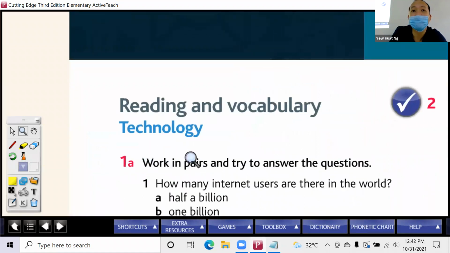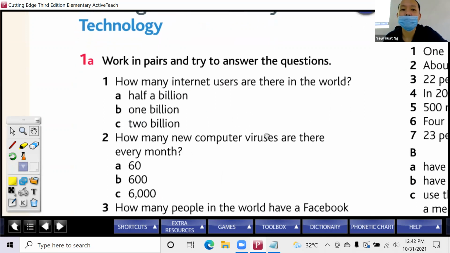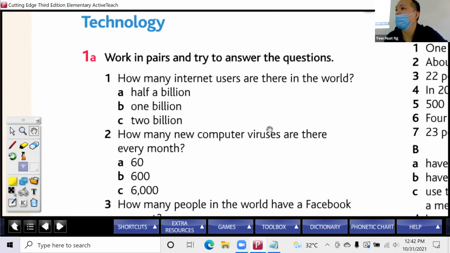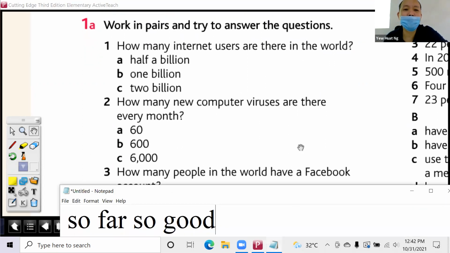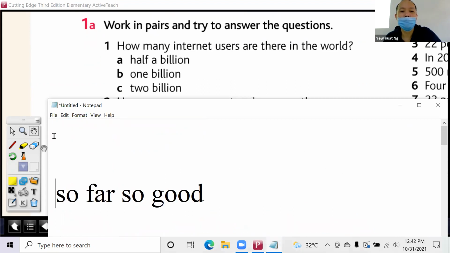We are going to talk about technology. Let's start by guessing first. You don't need to answer, but let's just guess how many internet users there are in the world. A billion, yeah. How many zeros are there in a billion? We start with 1. And then how many zeros?